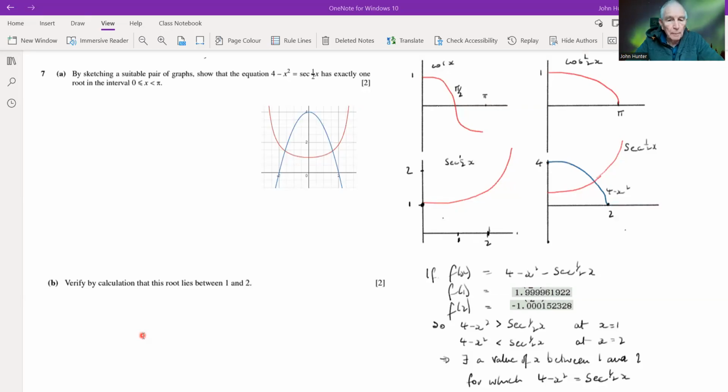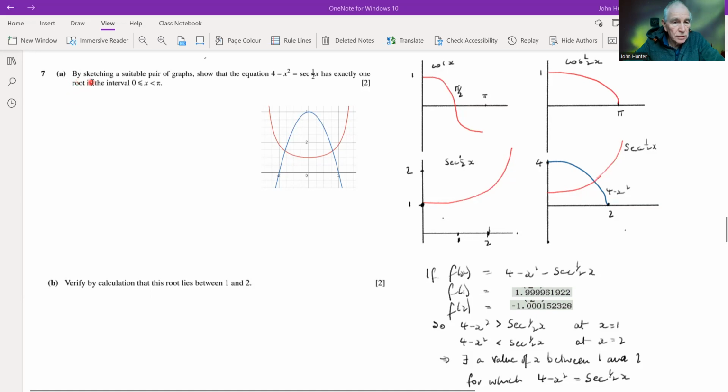Okay, this is part B of the worked paper, the CIE Pure 3 paper from February 9, 2022. Questions 1 to 6 are on part A, part B, so let's bang on.